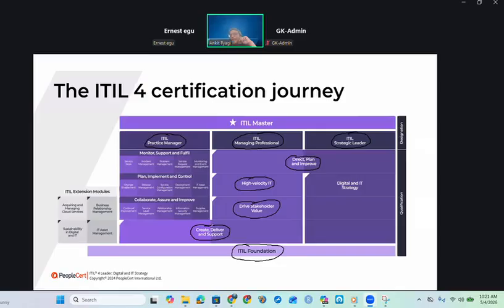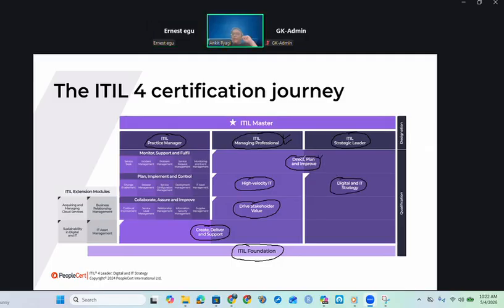Once we pass these 4 certification exams, or once we achieve these 4 certifications, we are awarded a designation which is called ITIL Managing Professional. Similarly, we have ITIL Strategic Leader. For becoming an ITIL Strategic Leader, there are 2 certifications. One, Digital and IT Strategy, the one that we're doing now. And then there is Direct, Plan and Improve.